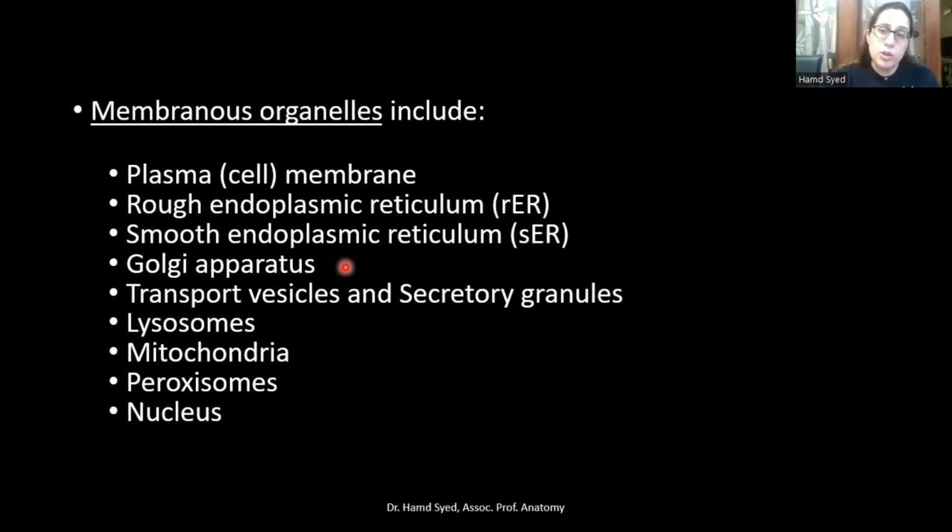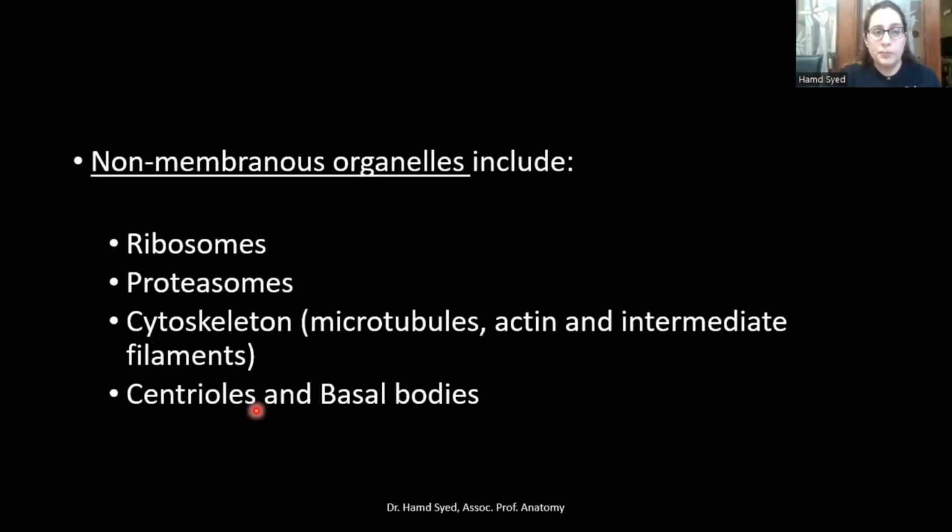Also, there is the Golgi apparatus, which is the packaging factory of the cell, and then come the secretory granules, the transport vesicles. Also present are the lysosomes, the mitochondria. The mitochondria, you know, are the powerhouse of the cells. There are peroxisomes. And then, of course, the nucleus itself is membrane-bound as well, so it is also a membranous organelle. What about the non-membranous organelles?